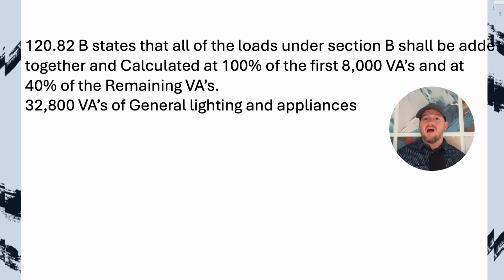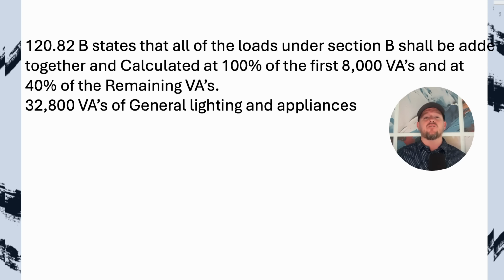Now let's learn how to apply the demand factor to what we've just calculated. When we get to 120.82(B), it states that all of the loads under section B shall be added together and calculated at 100% of the first 8,000 VAs and at 40% of the remaining VAs. Very simple, just like we've done before.